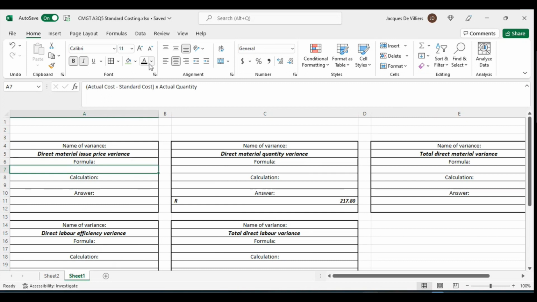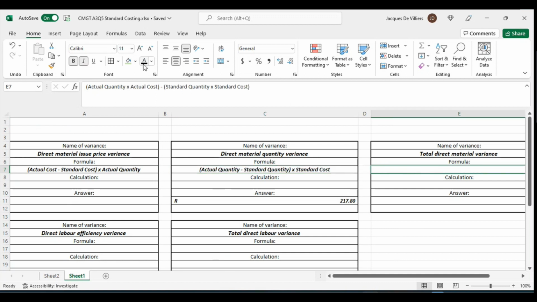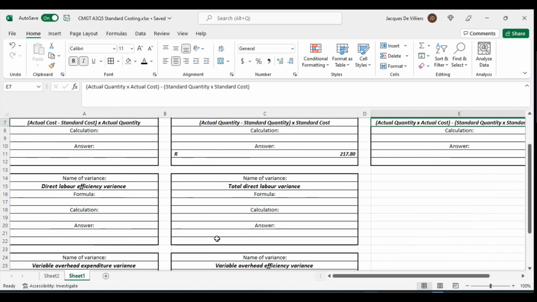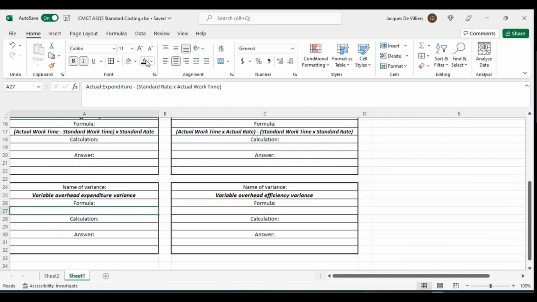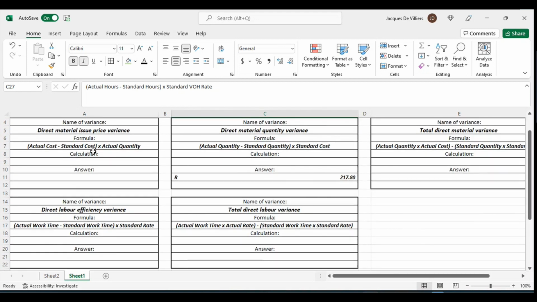Now, these formulas are given in your textbook, so you can just put down the formulas as they are given. The only thing that I found a little confusing was the abbreviations, and so I decided to rather write them out so that it is easier to see what I'm looking at. Okay, so if I look now at the first one, the direct material issue price variance, it is the actual cost minus the standard cost multiplied by the actual quantity. Okay, so let's have a look at that.